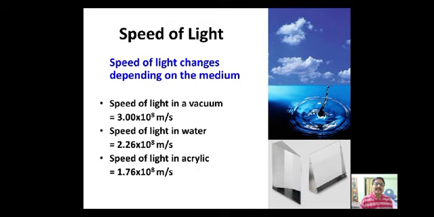speed of the light in water is 2.26 into 10 raised to 8 meter per second. Speed of light in acrylic is 1.76 into 10 raised to 8 meter per second. Here acrylic has higher density, that is, it is a denser medium than the water, and water is a denser medium as compared to the vacuum. That is why the speed of the light in vacuum is higher than the speed of light in water, and the speed of the light in water is higher than the speed of the light in acrylic.